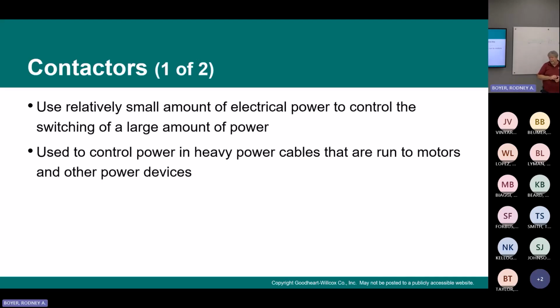A contactor is a special kind of relay that uses a relatively small amount of electrical power to control the switching of a large amount of power. These blue guys down here are contactors. They're powered by 24 volts DC, and we're switching up to 208 volts AC with them.